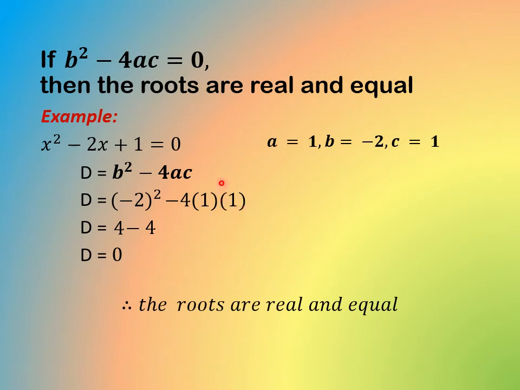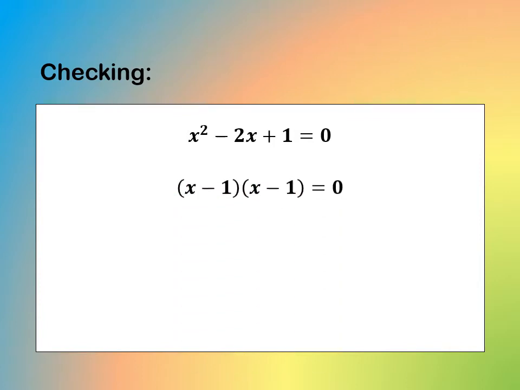So, paano ba nasabing real and equal yon? So, let's find out. Let's check it. Okay, for our checking of x squared minus 2x plus 1 is equal to 0, we can find the roots of this given quadratic equation by factoring, completing the square, or quadratic formula. Alin man sa tatlong yon ang gamitin nyo, iisa lang makakome up natin na sagot. Okay? So, if we use, let's say, factoring.